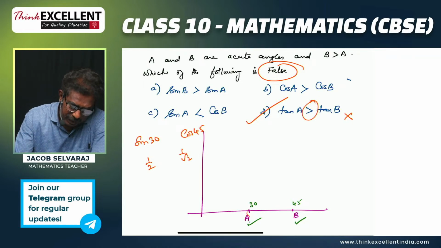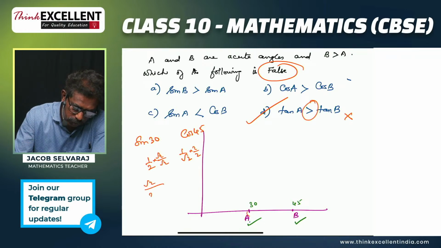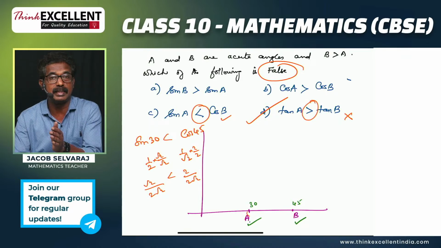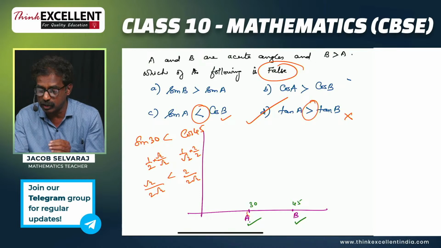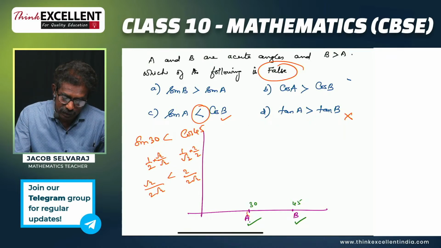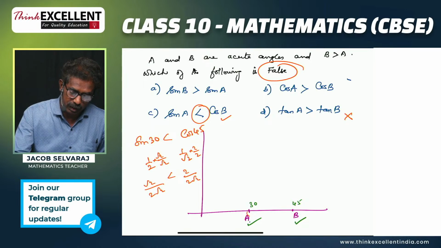If you want, make the denominator same. Here root 2 by root 2, here 2 by 2. So the first one is root 2 by 2 root 2. The second one is 2 by 2 root 2. Denominators are same, so you can check it. Root 2 is smaller than 2, right? 1.414. So less than symbol. Yes, it is less than symbol. That is also a right statement. So A, B, C, all the three are right statements. So the wrong one is tan A greater than tan B, right? So for this question, the correct option is D.